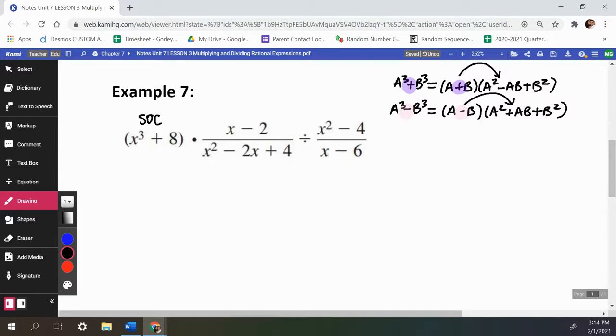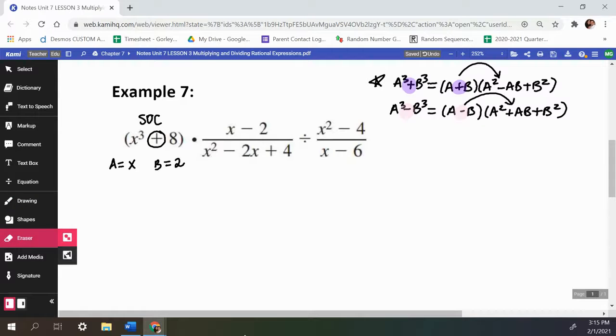Okay, because this is a sum of cubes, we're going to be using this first property, and we have to figure out what x cubed and 8 are perfect cubes of. So what is the cube root of x cubed? Well, that's going to just be x, right? And what is 8 a perfect cube of? Or what is the cube root of 8? That would be 2, right? Because 2 times 2 times 2 is 8.